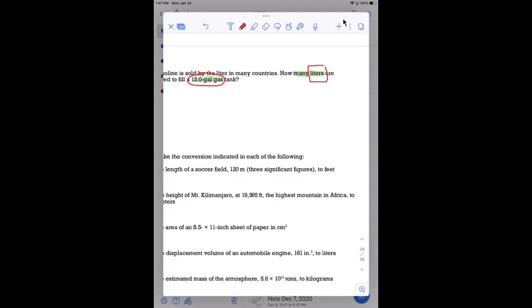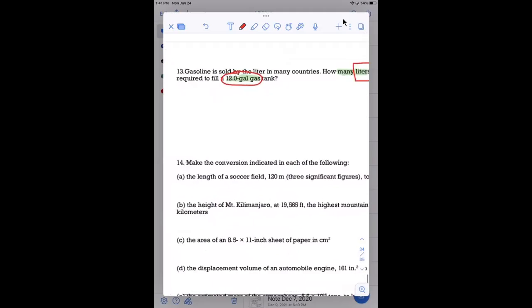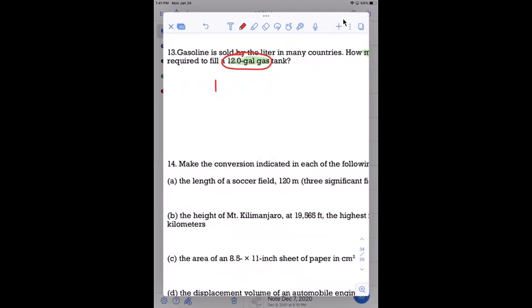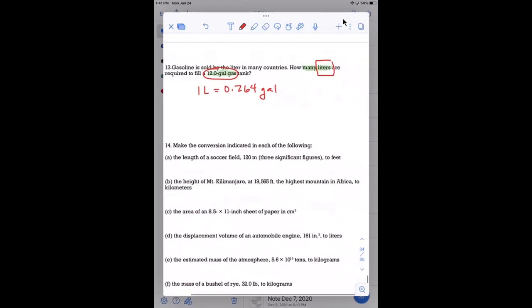It says 1 liter equals 0.264. 1 liter is 0.264 gallons. We'll take it. All right, there's another conversion where liters is leading, but that's fine. This works. So now I have 12 gallons.